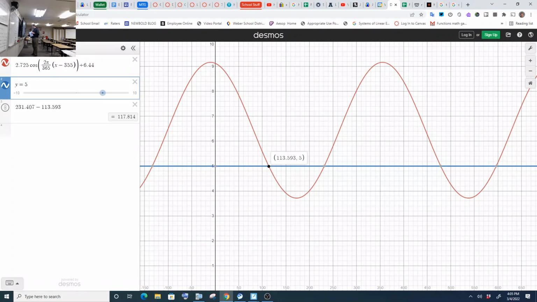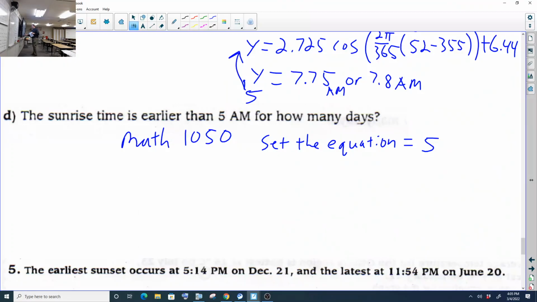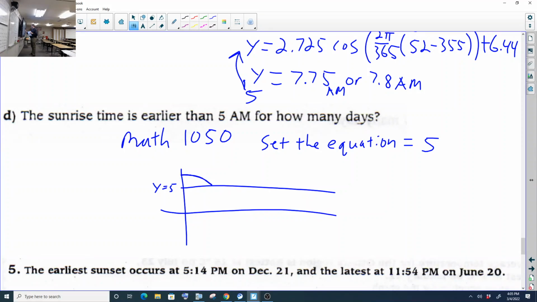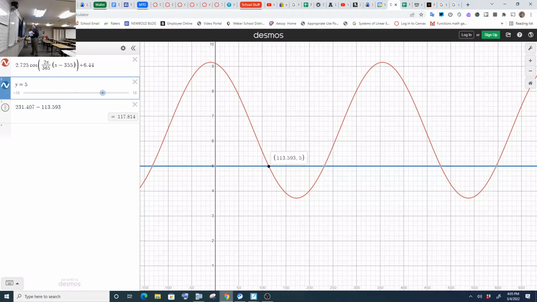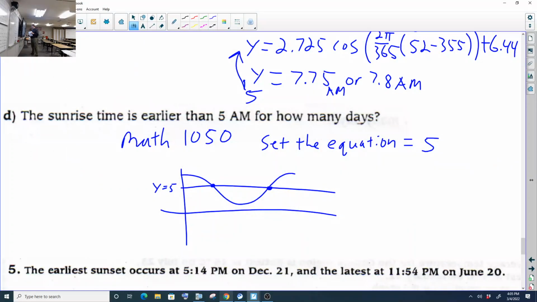And let's see here. So we go back here. Basically all we did was use a graph. At y equals 5, we drew a straight line there, and then our curve came down like that. Those were our two places. So we found approximately 231 and 113.